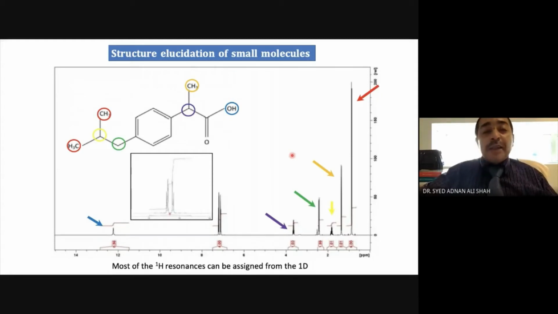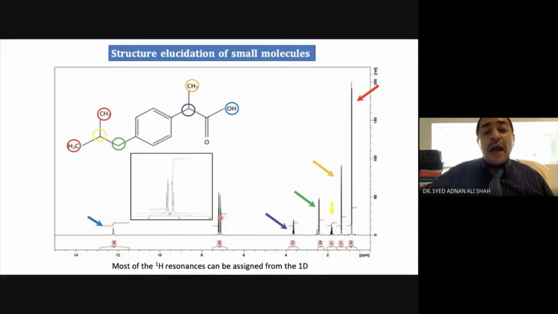For example, this is the compound. These are the resonances. These are some of the signals, which show how many different types of protons are in your sample. That is how a proton NMR looks.